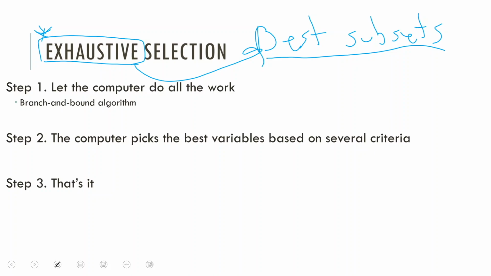So this first step is to open up R and then let the computer do all the work. It uses this fancy branch and bound algorithm. We're not going to worry about those details. And then step two is you're still sitting back, maybe sipping on some coffee. The computer picks the best variables based on a bunch of different things. And then step three is you finish your coffee, and the computer's done. It takes literally moments, and that's it. Easy peasy.